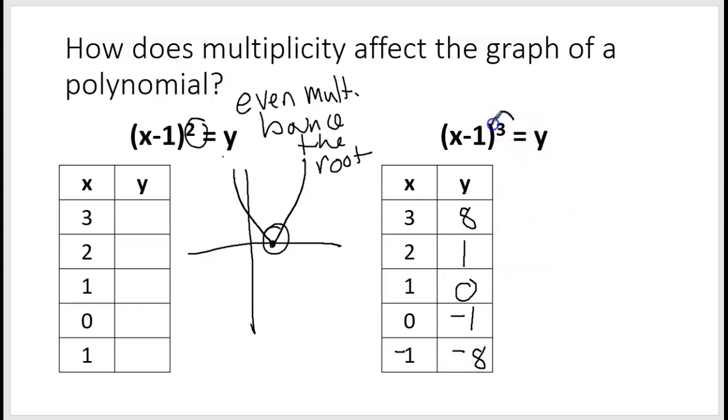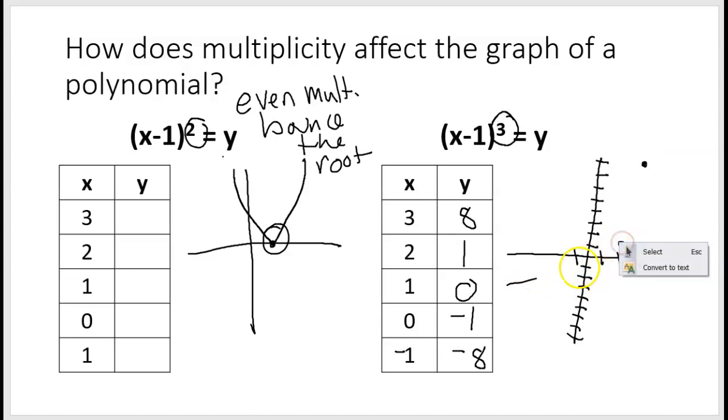So odd powers, which we talked about in a previous lesson, do not cancel out the negatives. And let's see what the result of that is. So at 3 we have positive 8. At 2 we have 1. At 1 we have 0. At 0 we have -1. And then at -1 we have -8.